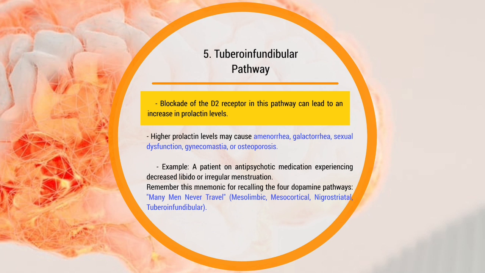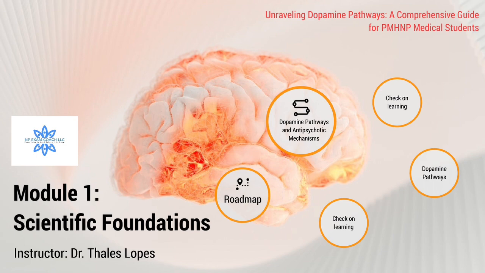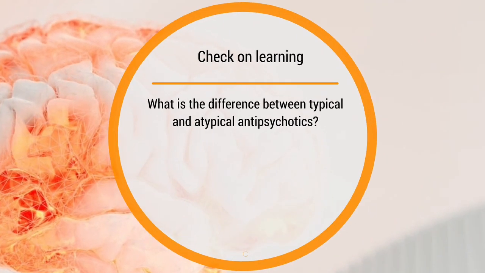Remember the mnemonic for recalling the four dopamine pathways. Many men never travel, which stands for the mesolimbic, mesocortical, nigrostriatal, and the tuberoinfundibular pathway. They are so important, and I need you to get your points on the board certification.